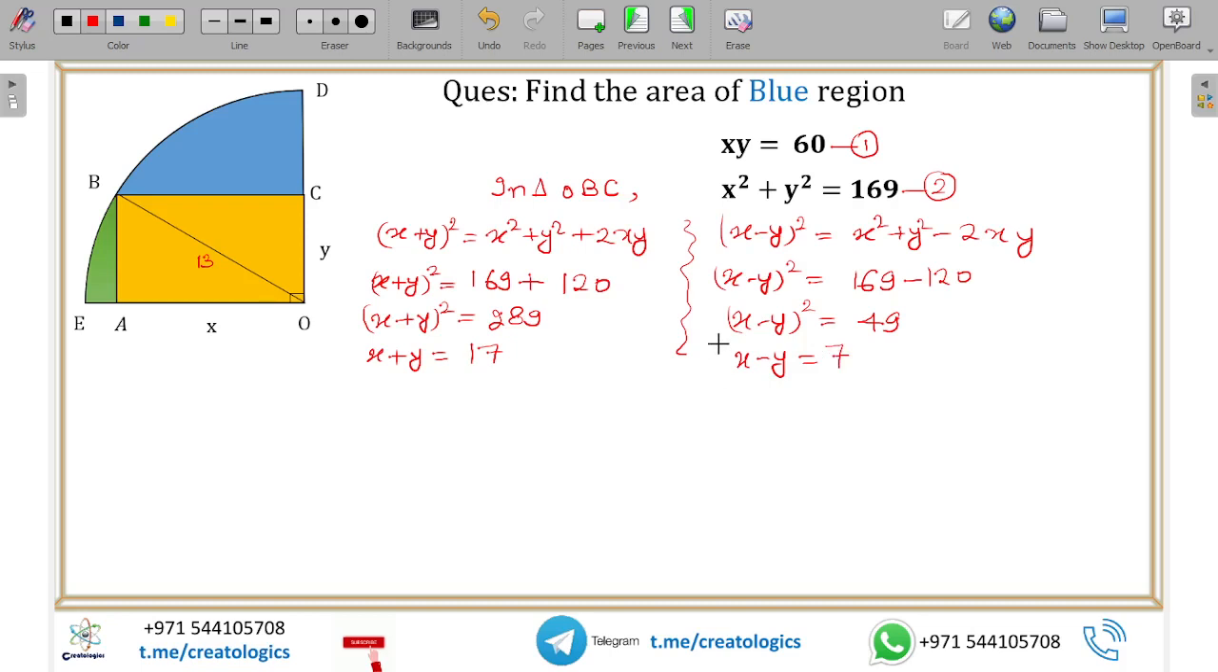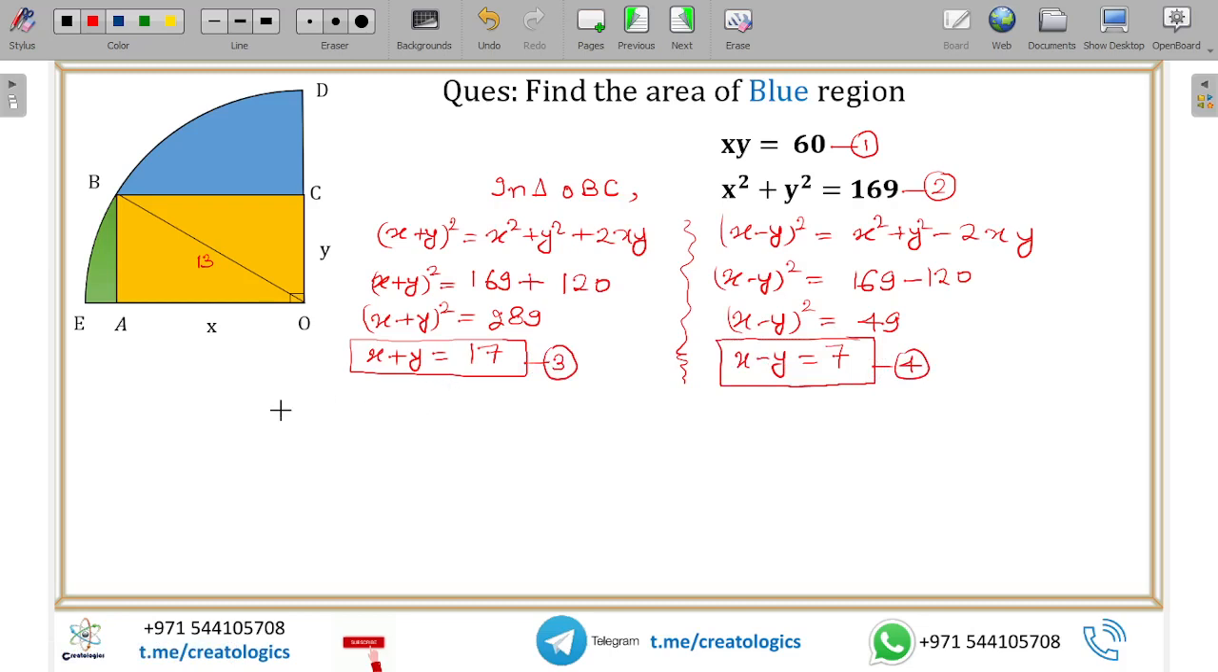Because I'm considering that x is greater than y, the larger side is x. Now, next part: from these two equations, I have x plus y is equal to 17 and x minus y is equal to 7. Let's say this is the third equation and this is the fourth.